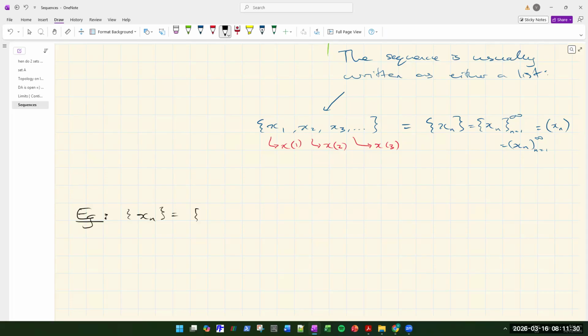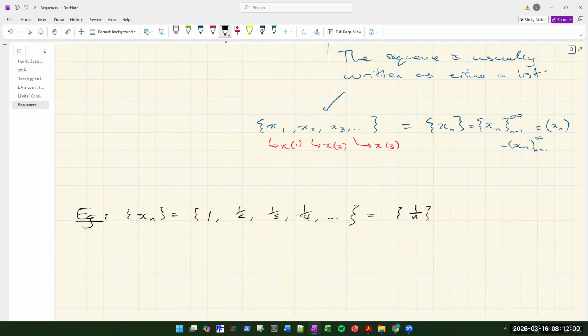And for this sequence, it's going to be, let's say, 1, a half, a third, a quarter, and so on. Right? So this is one way we could write a sequence, like a list of the elements. Or if I wanted to, I could give you the general formula for that element, if there exists one. So in this case, the general formula is simply 1 over n.